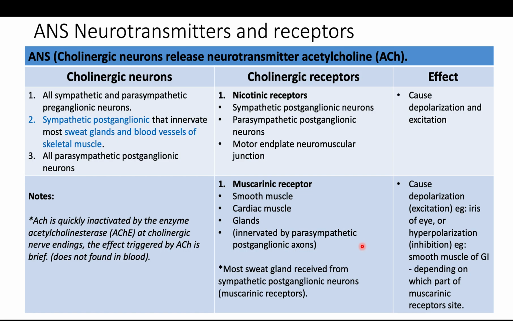Muscarinic receptors are located in smooth muscle, cardiac muscle and glands, and are innervated by parasympathetic postganglionic axons. The effect of the cholinergic neuron on nicotinic receptors can cause depolarization and excitation. For muscarinic receptors, it can cause depolarization, excitation, or inhibition, depending on which muscarinic receptor subtype is activated. Bear in mind that muscarinic receptors could be excitatory or inhibitory, but nicotinic receptors basically cause excitation.